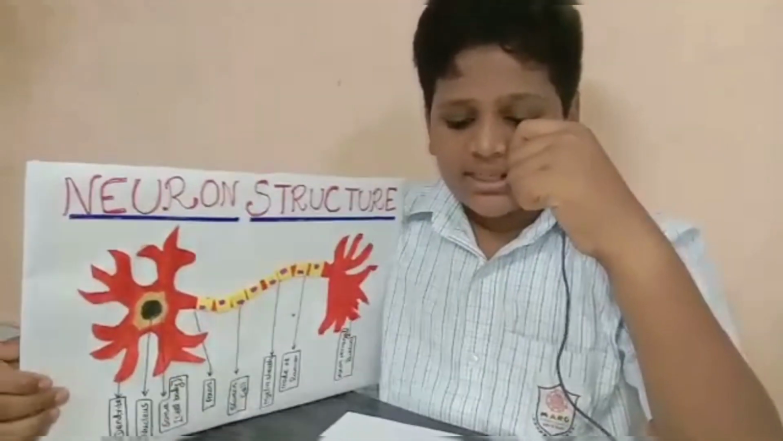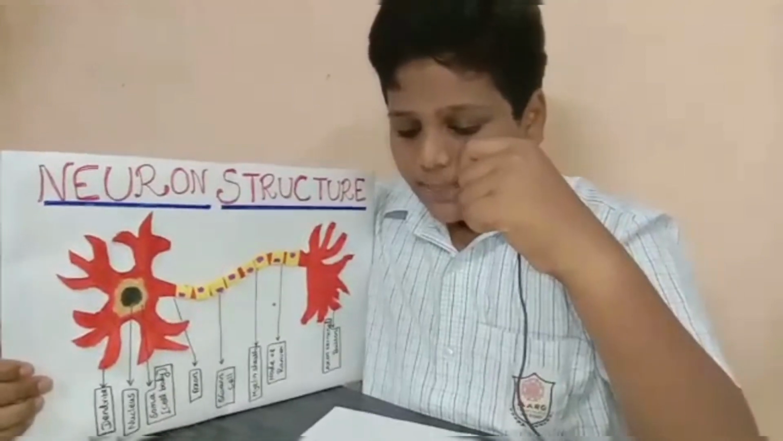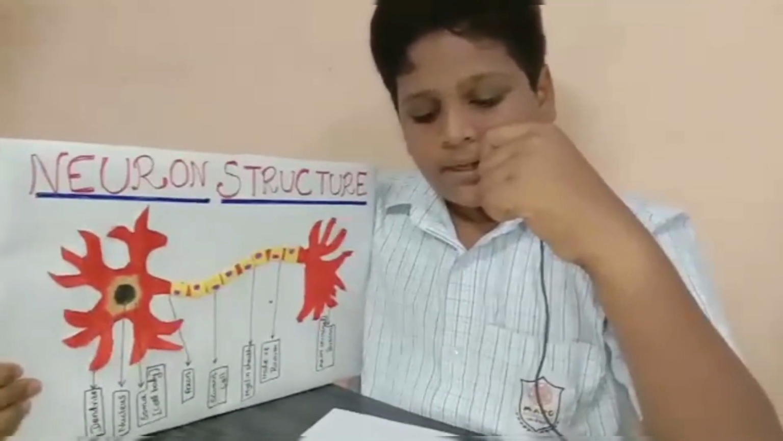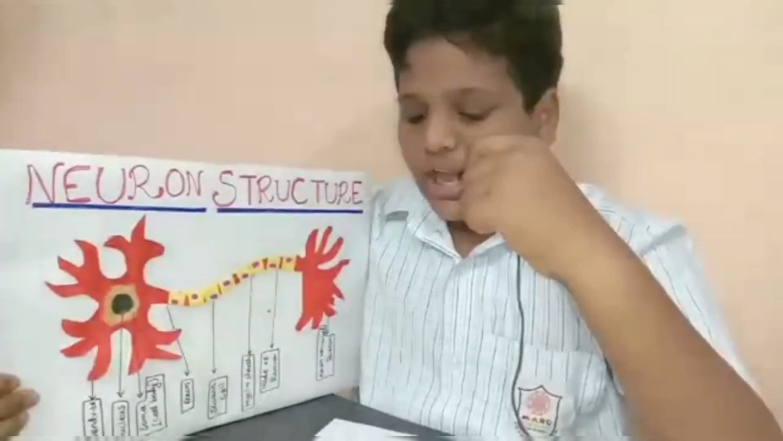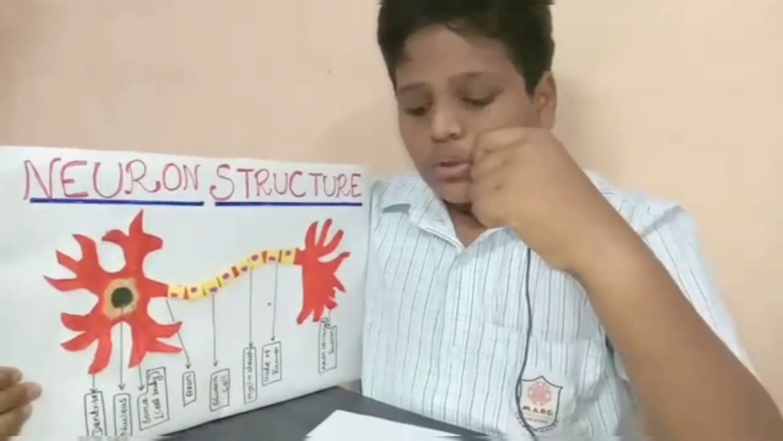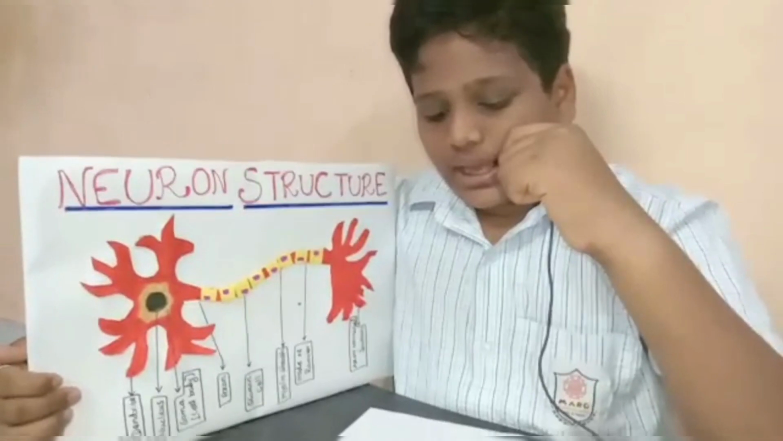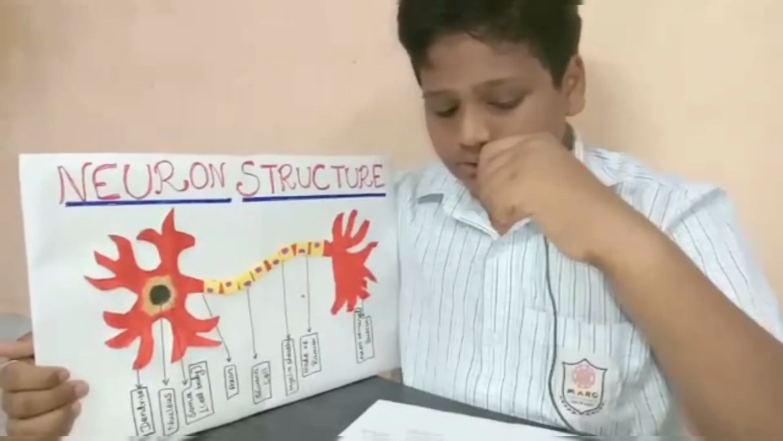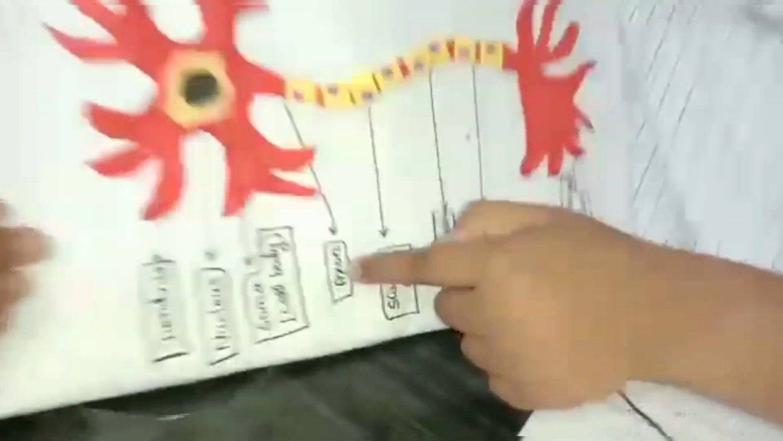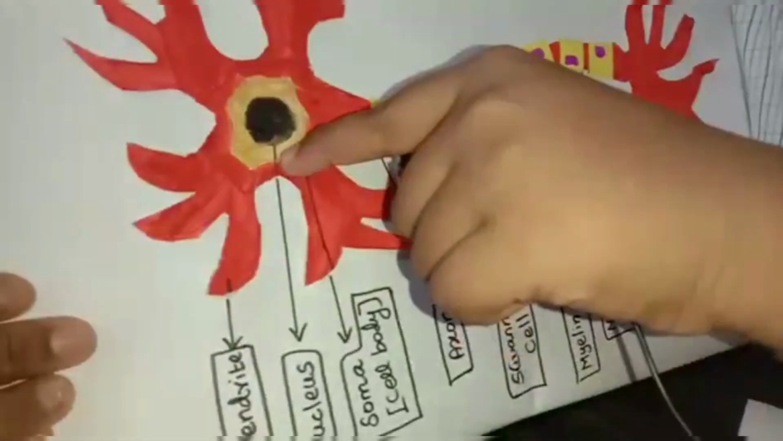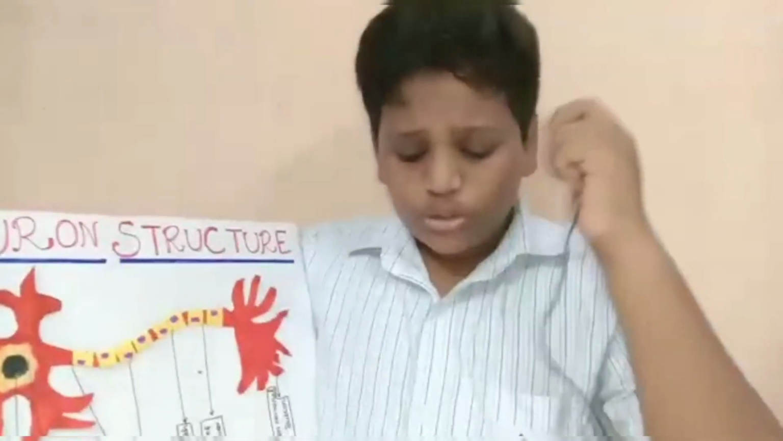Neurons vary in size, shape and structure depending on their role and location. However, nearly all neurons have three essential parts: a cell body, an axon, and dendrites. Cell body.